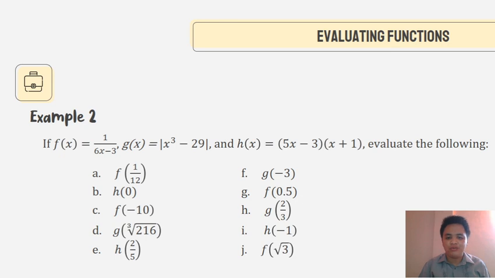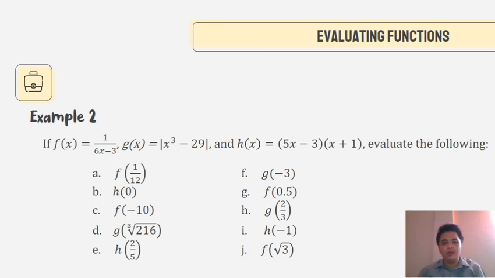So, I have that 10 given. So, I have if f of x is 1 over 6x minus 3, g of x is the absolute value of x cubed minus 29, and h of x is 5x minus 3 times x plus 1, then evaluate the following. So, observe that meron kang tatlong function ngayon. Meron kang f, meron kang g, at meron kang h.